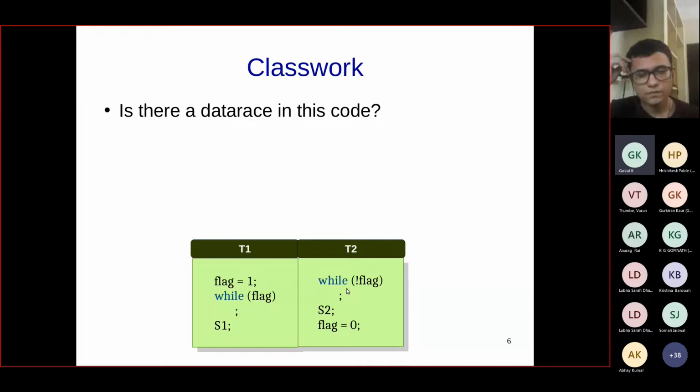Sir, here the critical section is S1 and S2, right, sir? Yes, the critical section is S1, S2. I probably forgot to mention that. So S1 and S2 are a critical section here, and assume that the flag variable is common across T1 and T2. Flag is a shared variable across T1 and T2, and S1 and S2 do not affect the value of flag. Considering these facts, is there any data race occurring in this code? If yes, then why? If no, then why?